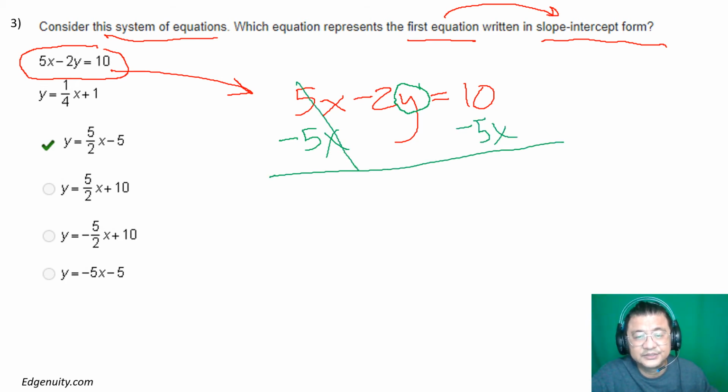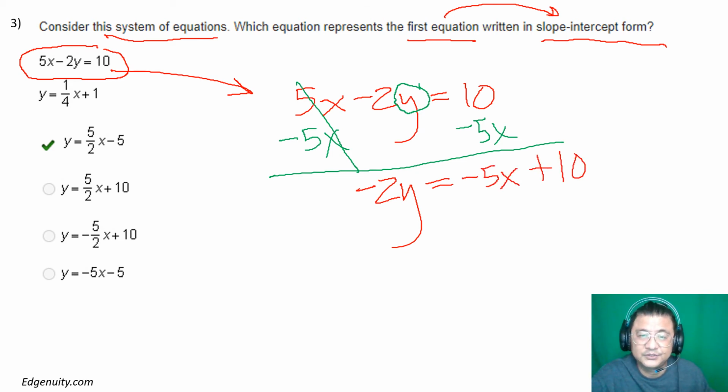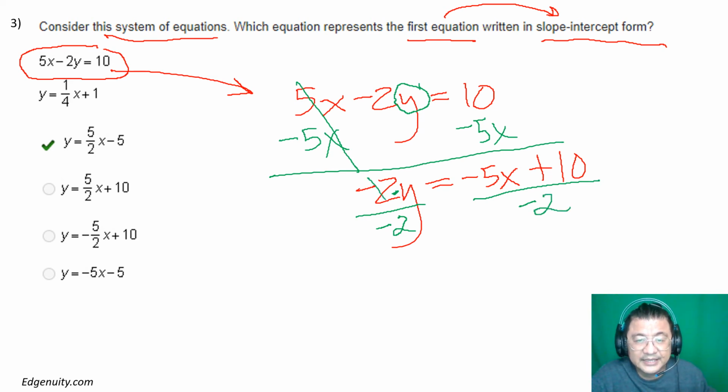So that cancels out. What remains is -2y equals, bring that down, -5x plus 10. All right? Y is almost alone, right? So now, next, I want the times negative 2 to disappear. So divide by the opposite of times, divided by negative 2. On the other side, it will also be divided by negative 2. So that cancels out. Finally, y is alone.